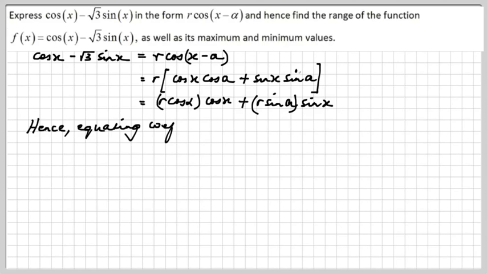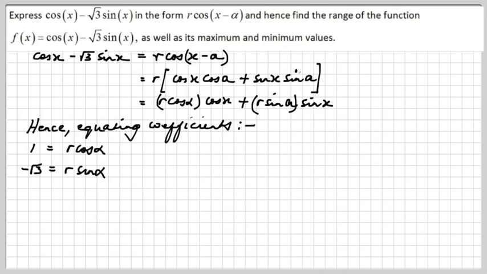By equating coefficients, we can say that 1, that's the coefficient of the cos x term, there, is equal to r cos alpha, that one there. We can also say that the minus root 3 is equal to r sin alpha, because we're equating coefficients, they have to be the same. Okay, minus root 3 is equal to r sin alpha.